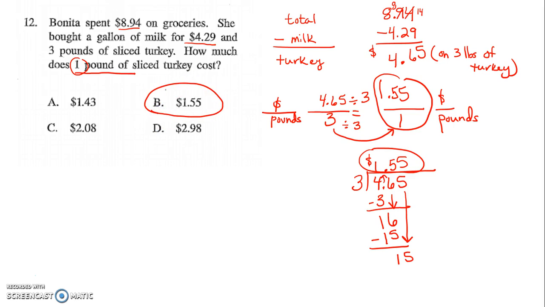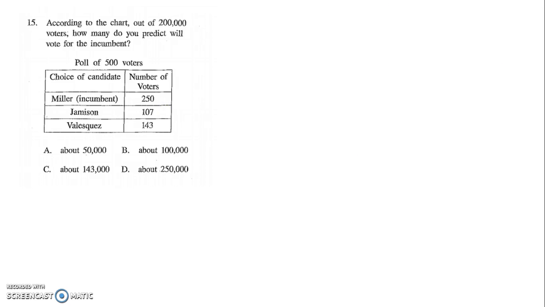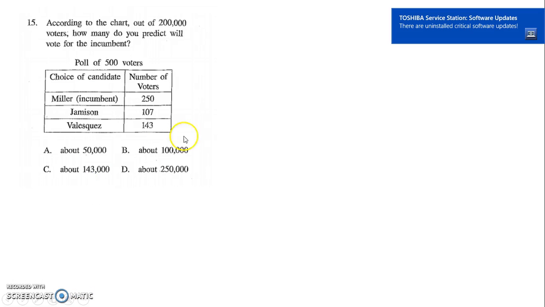I hope that helps. I'm going to go on. I'm going to skip around. So the next one I'm going to try is 15. I'm going to do 12, 15, 16, and then stop this video and start a different one. Oops. Sorry about that. Let me go back to 15.